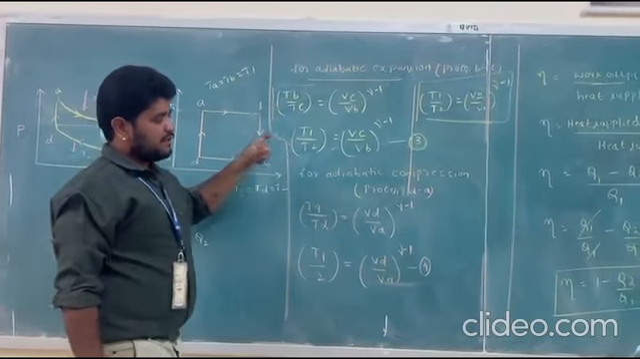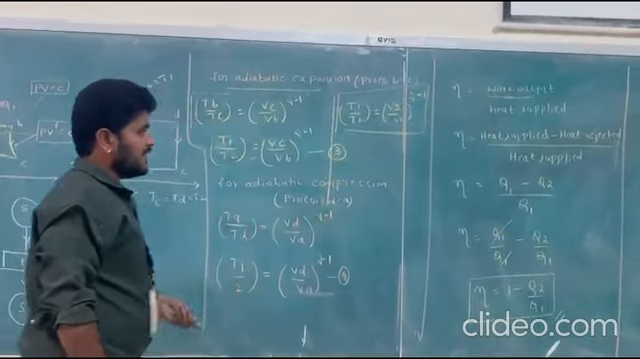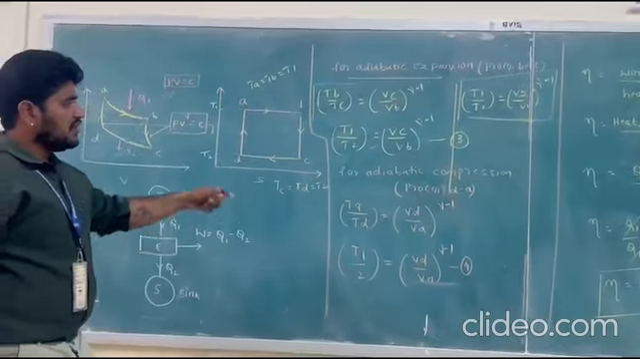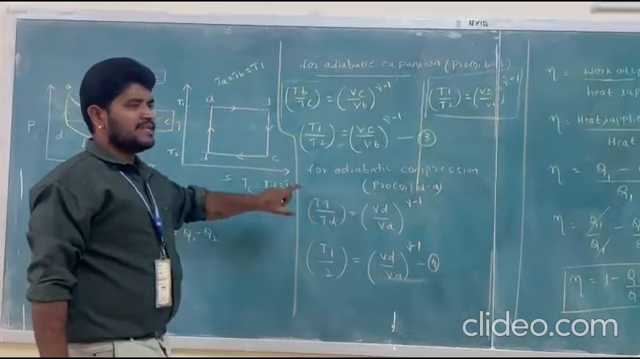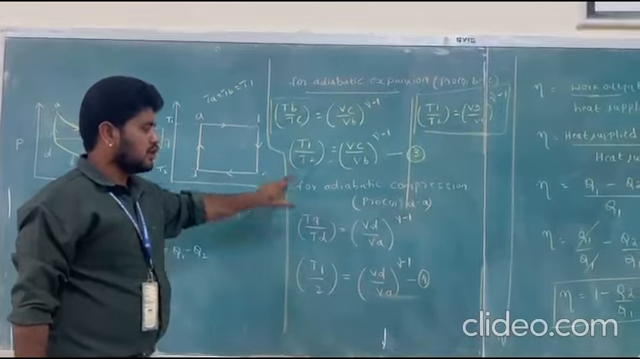Initially we have done the efficiency formula where the heat supplied as well as the heat rejected are considered. Now see, you can compare these two equations, equation 3 and 4. You can see that on one side you have T1 by T2 on both sides.